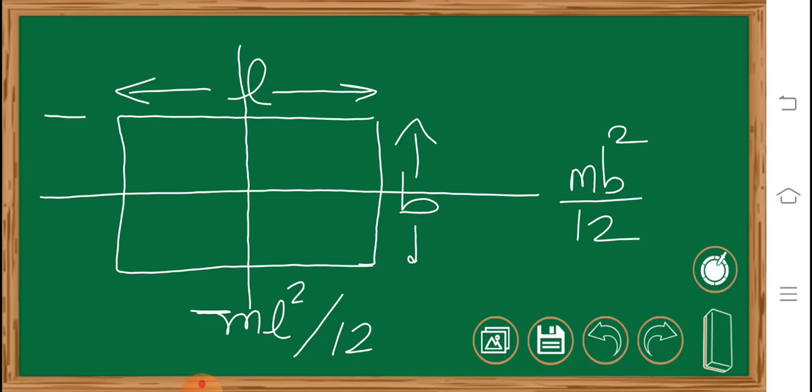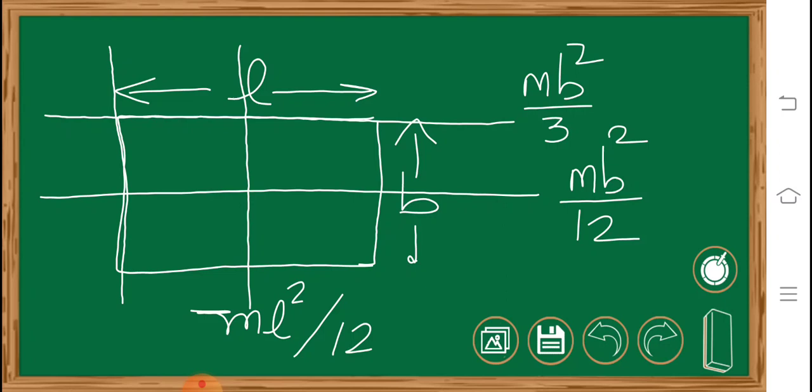If suppose this is the axis, then the length which is perpendicular is B, so the moment of inertia will be m B square upon 3. And if the axis is like this, then the length which is perpendicular to the axis is L, so the moment of inertia will be m L square by 3.